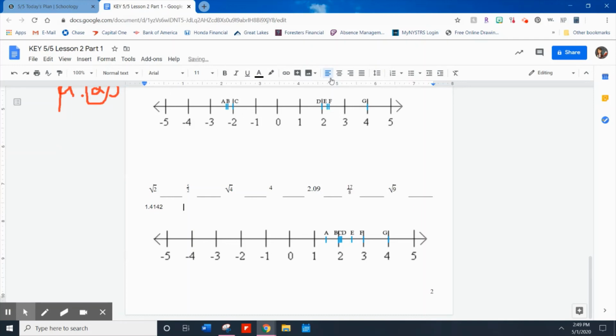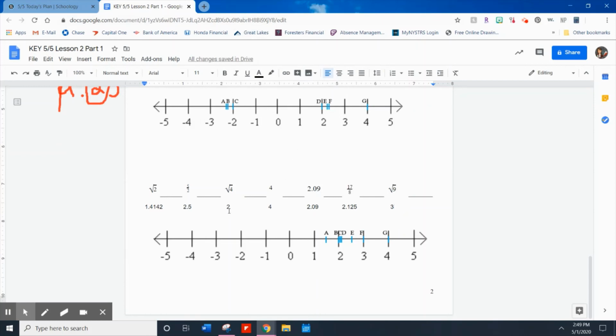Okay, let's look at 5 over 2. We'll simplify that. 5 divided by 2 is 2.5. The square root of 4 is 2. 4 is just 4. 2.09 is just 2.09. 17 over 8, let's divide that out. 2.125. And the square root of 9, which is 3. Okay? It might also be helpful for you to pick out the easy, simple whole numbers.